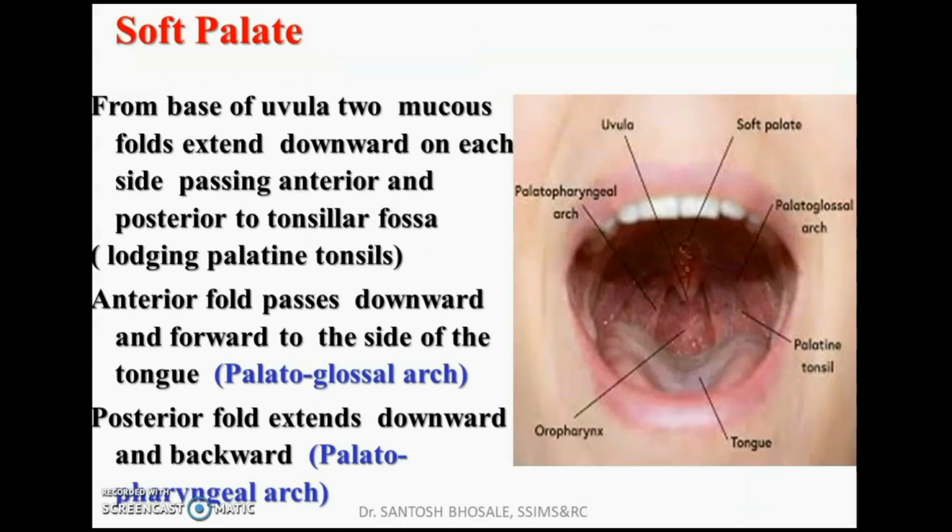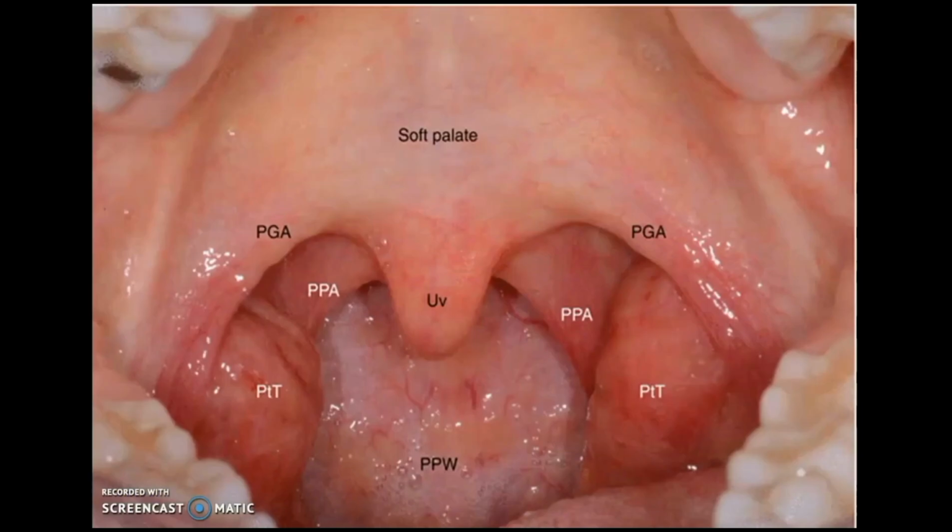And from the base of the uvula, two mucosal folds extend downwards on each side, forming the anterior and posterior pillars of the tonsillar fossa. The anterior fold contains the palatoglossus muscle, and is called the palatoglossal arch. The posterior fold contains the palatopharyngeus muscle, the palatopharyngeal arch.